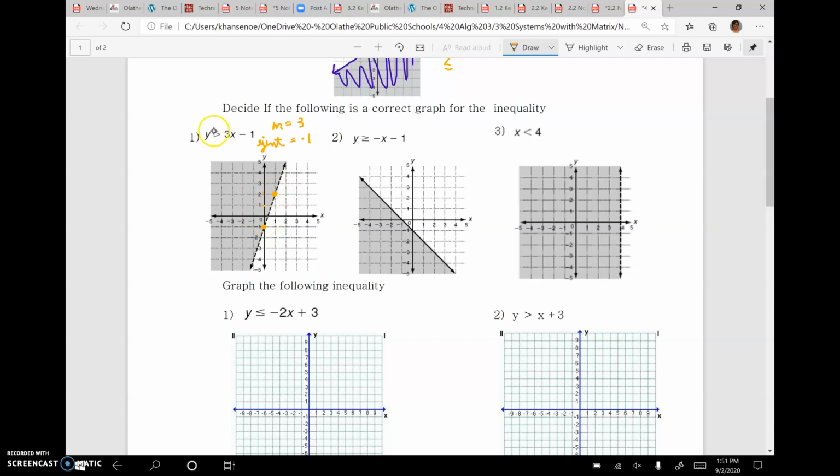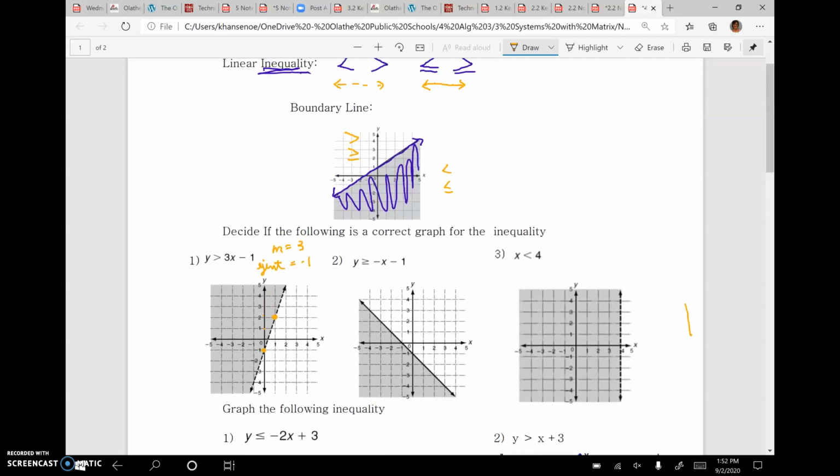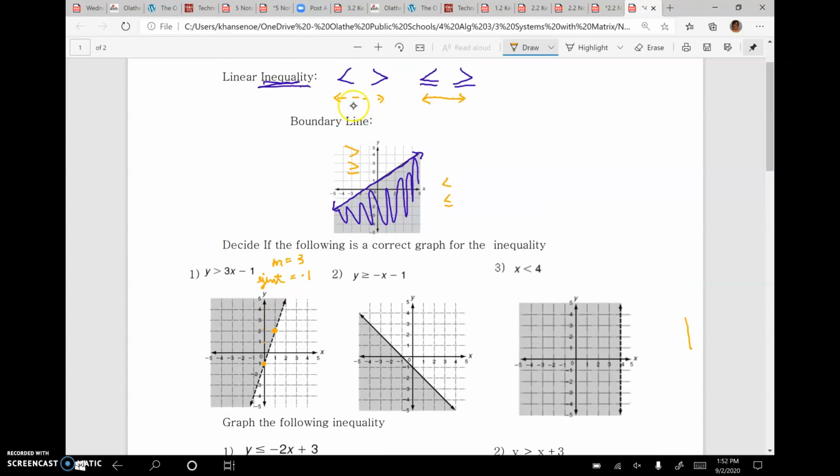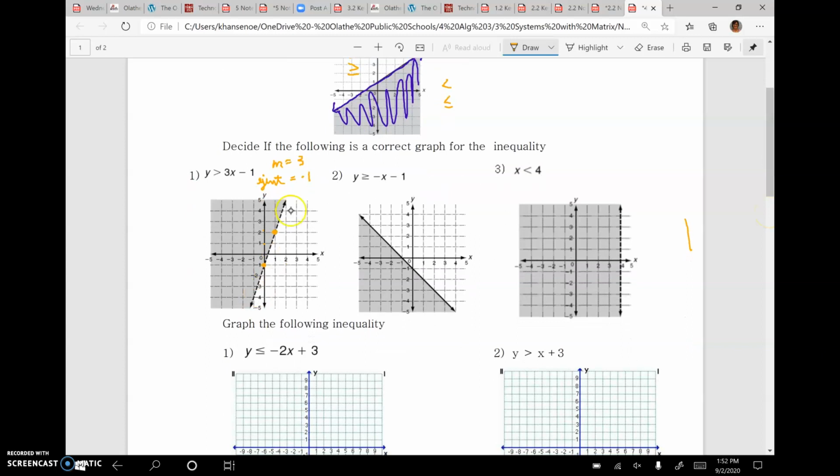This is a greater than inequality. So with a greater than inequality, remember that means this is a dotted line. So yes, that's correct. So this is correct and this is correct. Now the only thing we have to check is the shading. So the shading, it says that y is greater than, so greater than would be above.